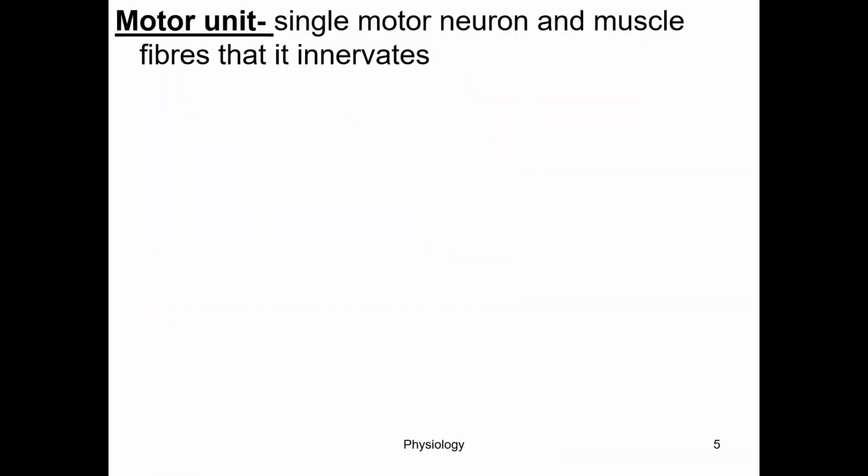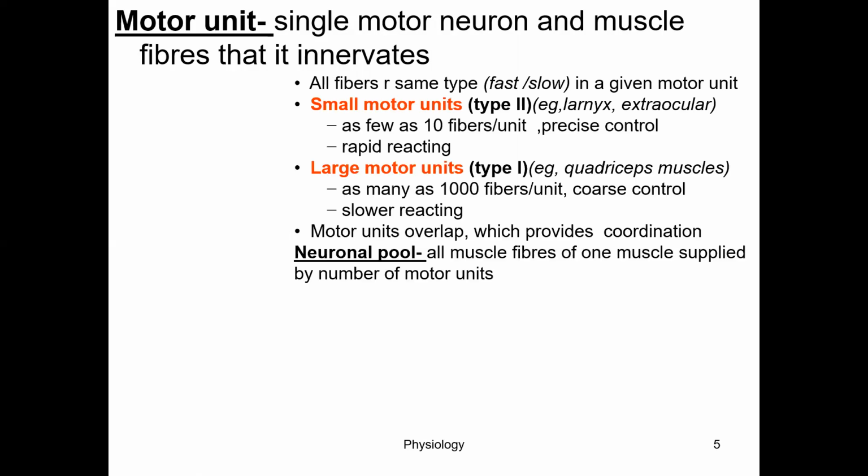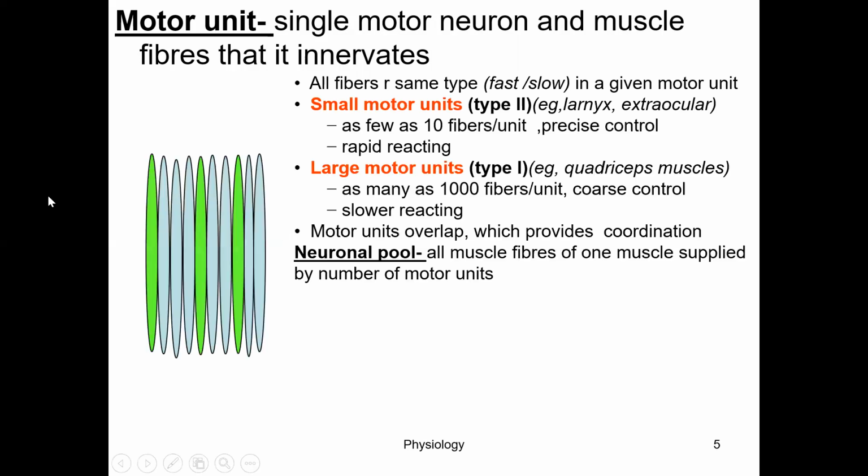And what do we mean by motor unit? It is nothing but a single motor neuron and the muscle fibers that it innervates. Suppose in this example, these are some muscle fibers, and these muscle fibers are supplied by this motor neuron. So this particular thing is called a motor unit: the group of muscle fibers supplied by a single individual neuron is called a motor unit.